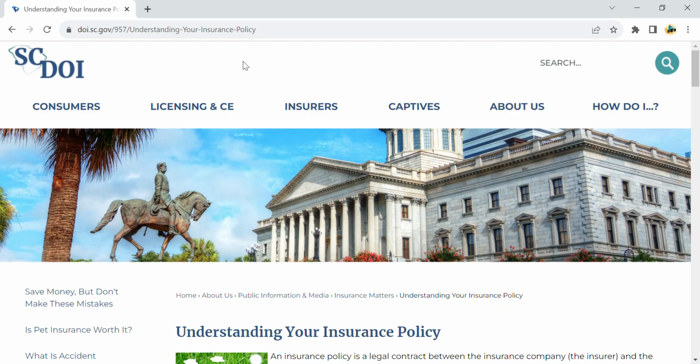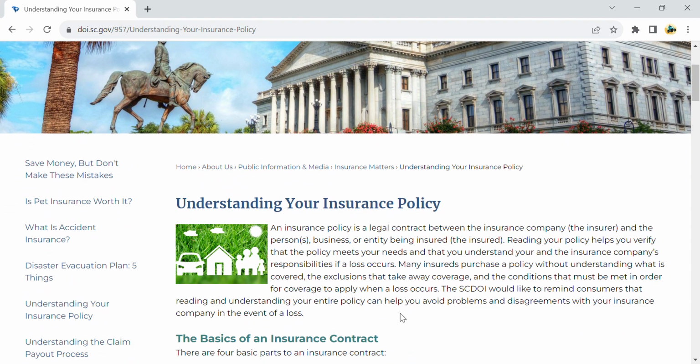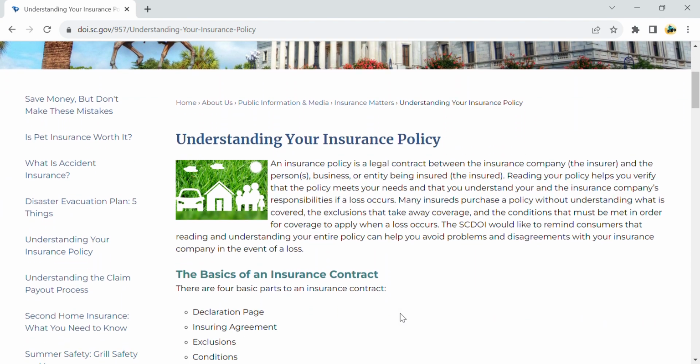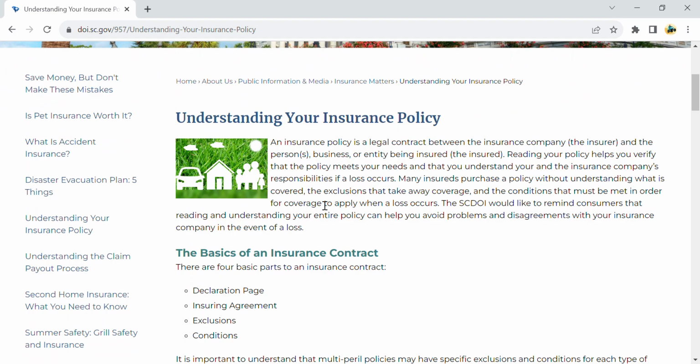So today we are going to learn something very important about understanding what is an insurance policy and how to easily understand the complete policy without any kind of more confusion. You can just easily understand it. Here is the process. Let's see what it is.